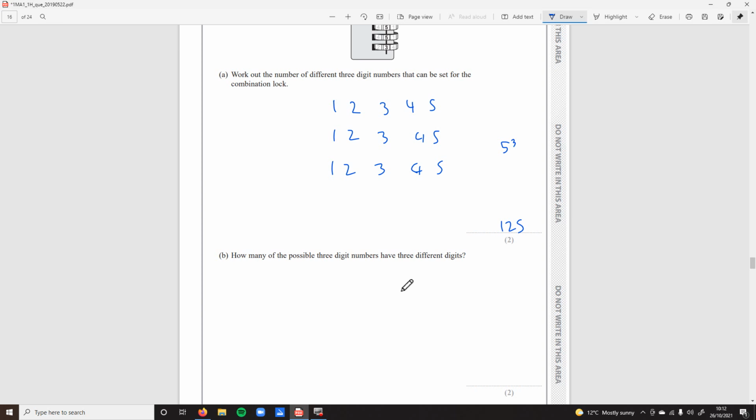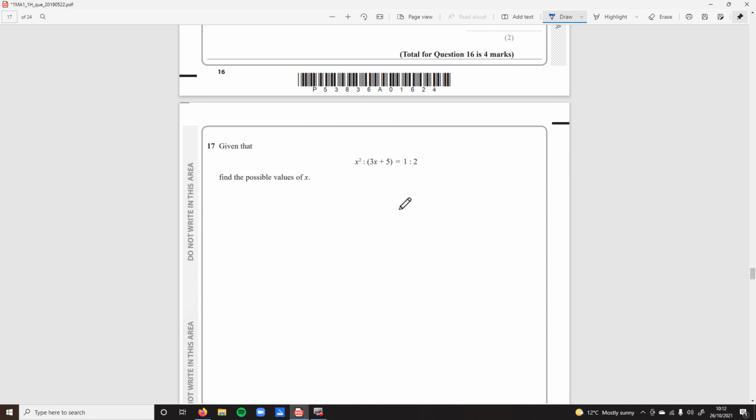Two-thirds? No, that's not correct. That is just not correct. That is not correct. I actually don't know. We're going to leave that out.